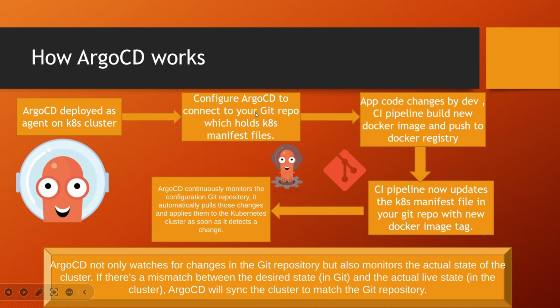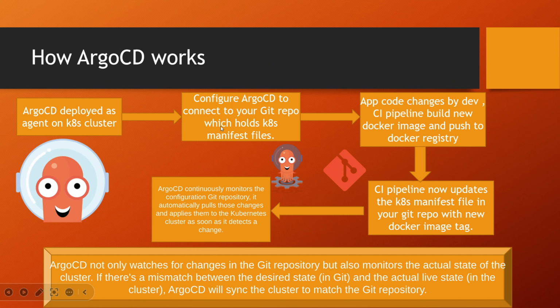So how does Argo CD basically work? The very first step is you need to deploy Argo CD as an agent on the Kubernetes cluster. Okay. If you are deploying the application on the same Kubernetes cluster where Argo CD is installed, that is fine. But if you want Argo CD to connect to another Kubernetes cluster where the application is going to be deployed, that is also possible.